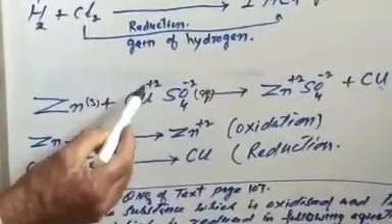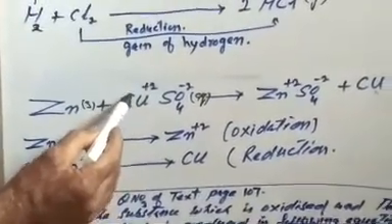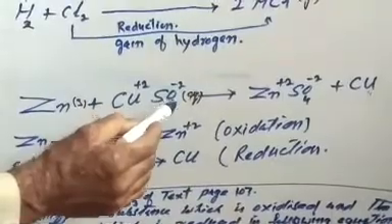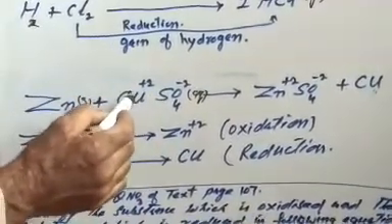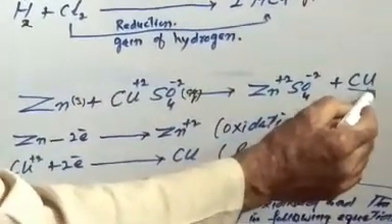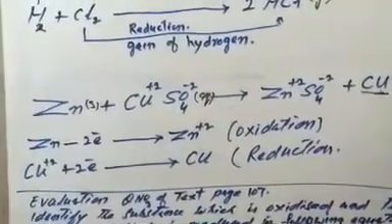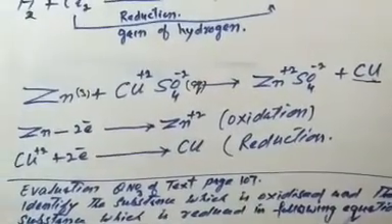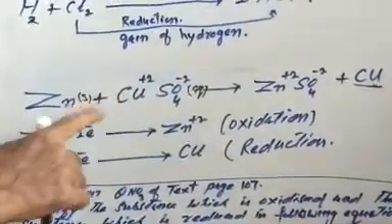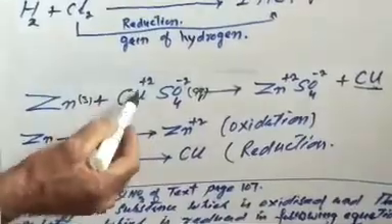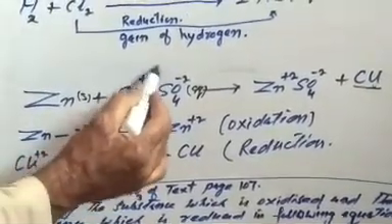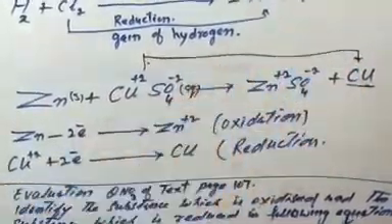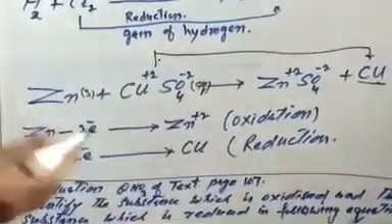Now what has happened to copper? Copper was in the form of cation. It had already lost 2 electrons to SO4. Now it gained 2 electrons back and formed the copper. And gain of electrons is reduction. So in this reaction, copper Cu2+ is reduced to Cu. It has gained 2 electrons. I have discussed this here.